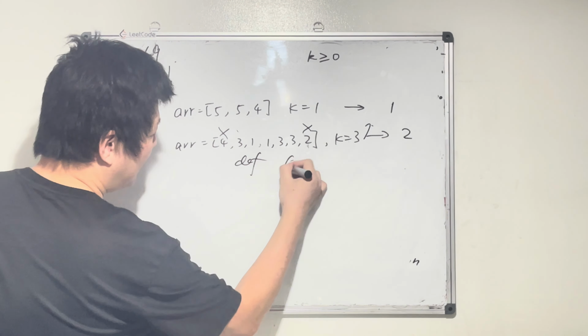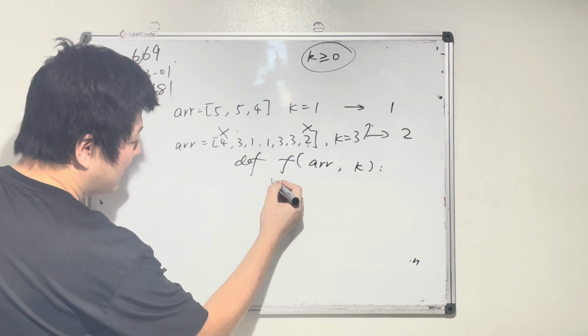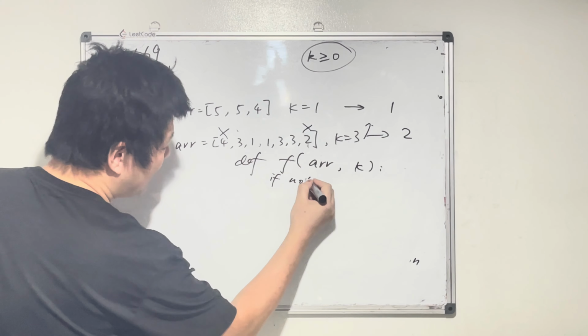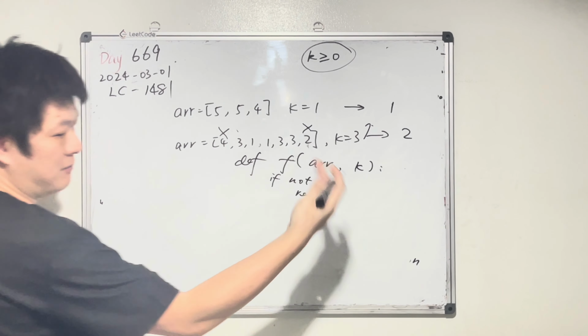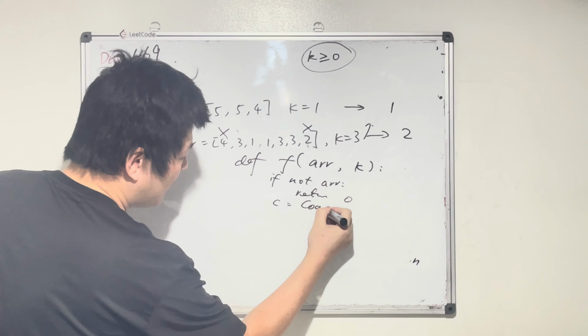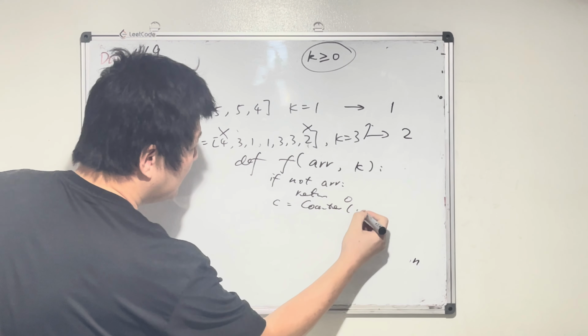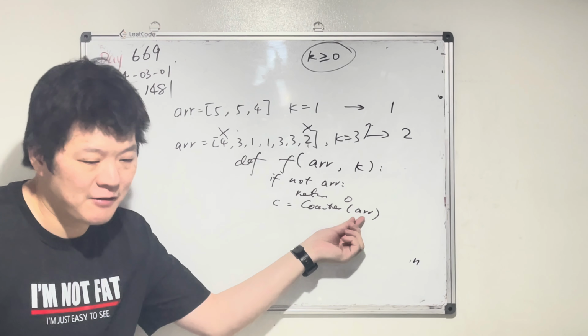Define the function with array and k. Obviously this k is bigger than or equal to 0. So we use the counter. Let's say if not array, we are given an empty array, let's just return 0, right? Well, this is a special case. Okay, so c equals Counter of the array.